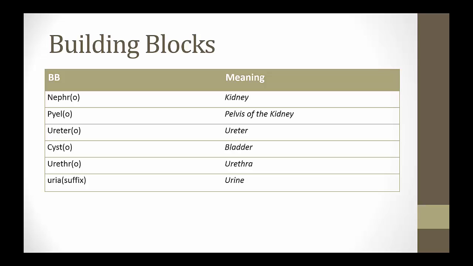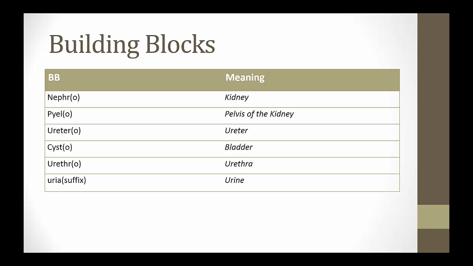When we look at building blocks associated with the urinary system, it's important to know these key root words. The word nephro means kidney. The word pyelo pertains to the pelvis of the kidney. The word uretero pertains to the ureter.